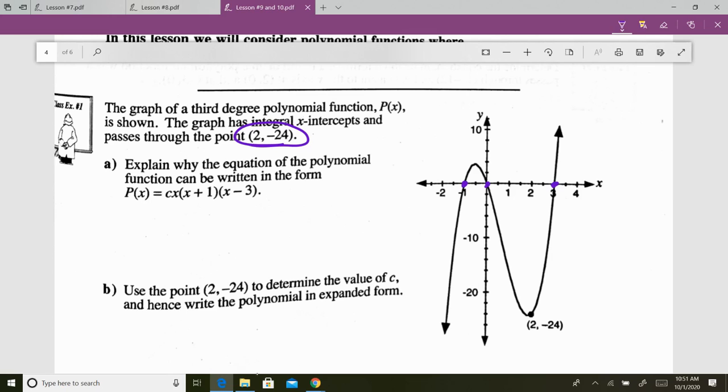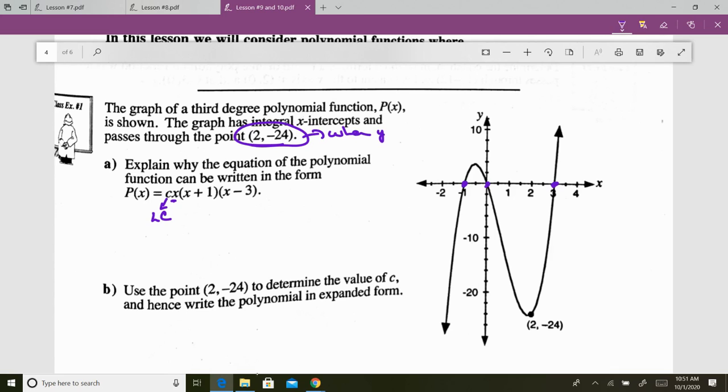So if we have an x plus 1 for the -1, if it goes through the origin, we know that's just x. And if it goes through 3, it's x minus 3. There's no tangents, no points of inflection, anything like that. And then we put this c here to represent the leading coefficient. That's what we're trying to find. Okay?